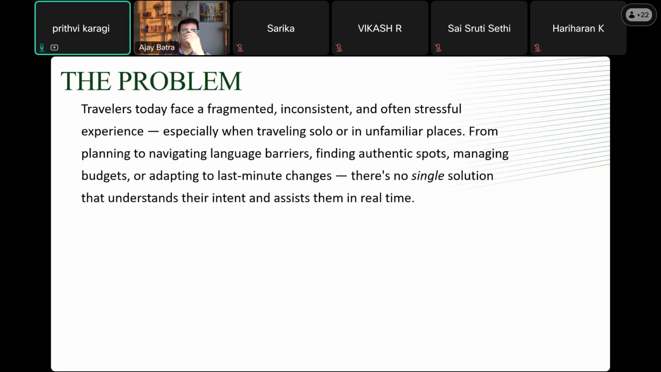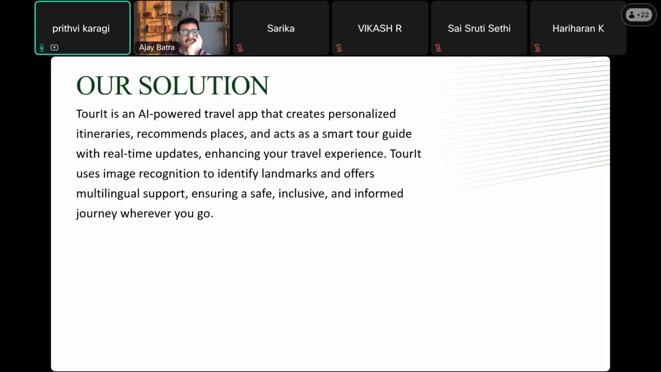So our solution is Tourit. What we have made is Tourit. It's the name of the company. It's an AI powered travel app that creates personalized itineraries, recommends places, and acts as a smart tourist guide with real time updates, enhancing your travel experience. Tourit uses image recognition to identify landmarks and offers multilingual support to ensure your safety and keep you informed wherever you go.